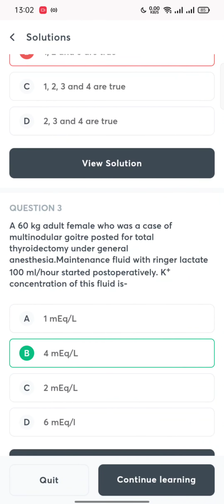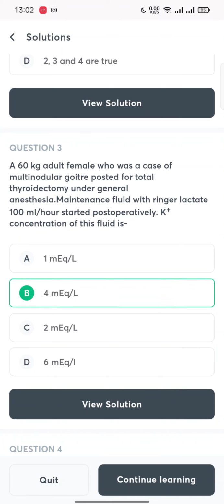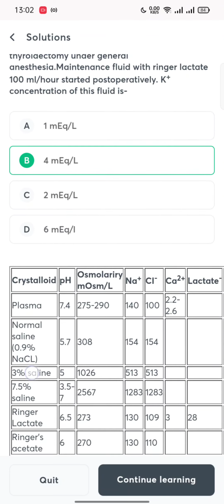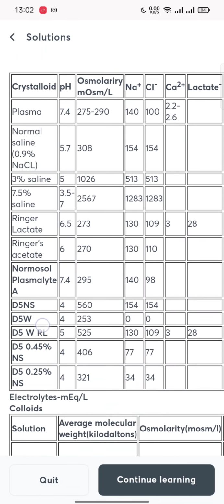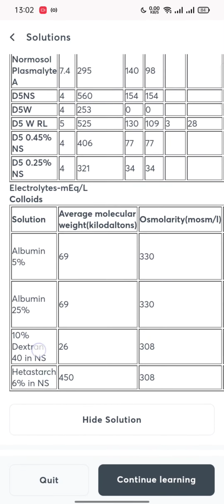In question number 3, a 60 kg adult female who was a case of multinodular goiter is posted for a total thyroidectomy under general anesthesia. Maintenance fluid with Ringer lactate at 100 ml per hour is started post-operatively. The potassium concentration of this fluid is, in mEq per liter, and the right answer is 4 mEq per liter. So I made this correct. Let us see the chart of electrolytes and the colloids, also given over here.